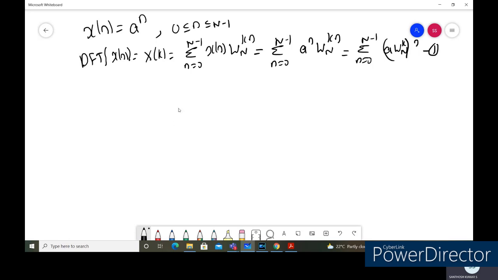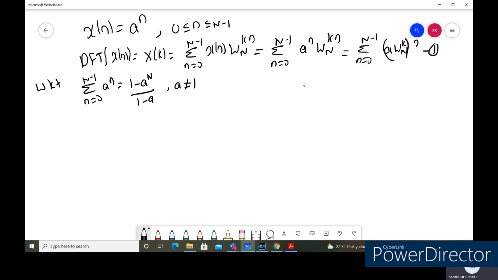Since we need to evaluate for the different cases, we already know the formula for the sum of finite terms: the summation n equal to 0 to N minus 1 of a to the power of n is equal to 1 minus a to the power of N divided by 1 minus a. This is provided the value of a should not be equal to 1. If a becomes equal to 1, this will become 1 by 0, which is equal to infinity.